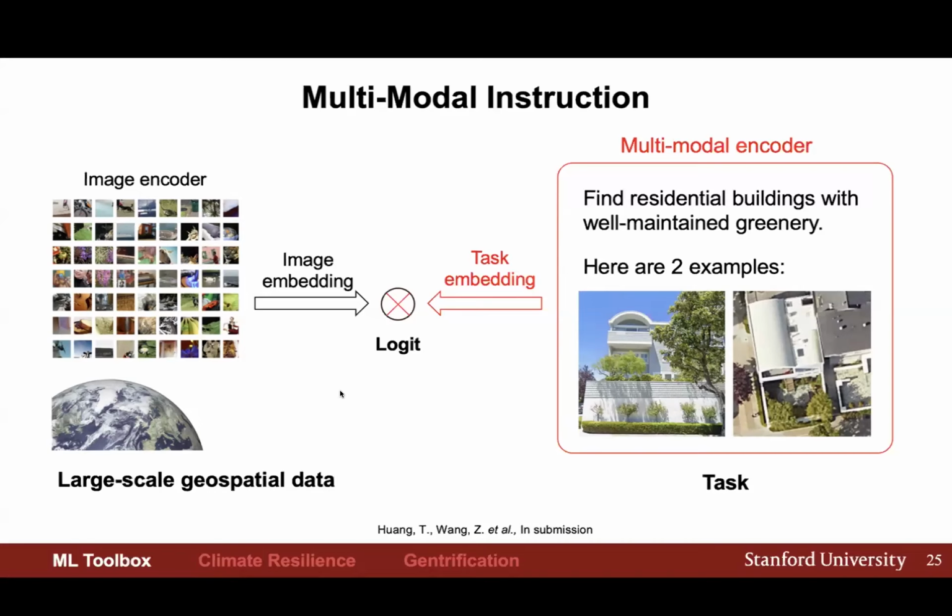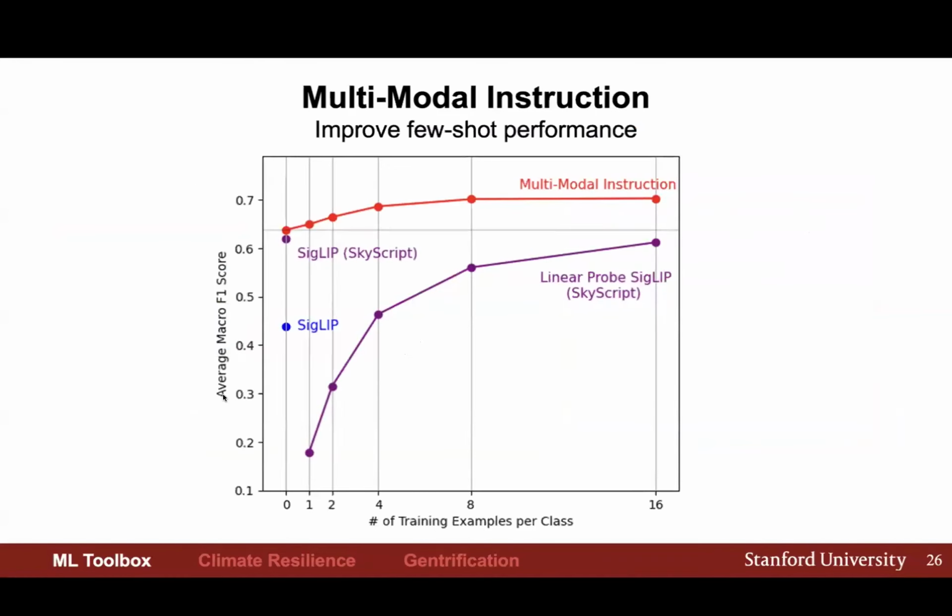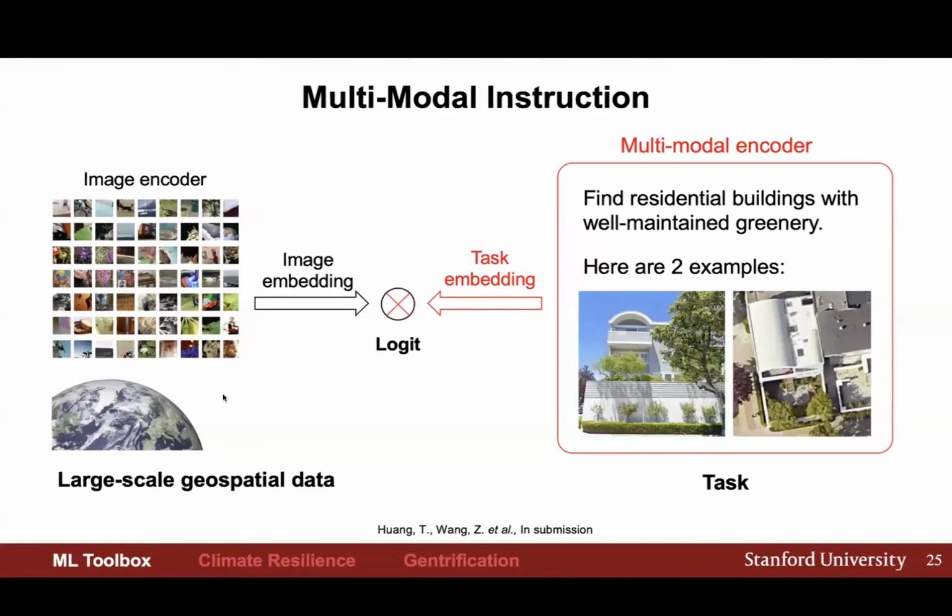Why we don't need to pass this task encoder every time in inference: we just pass it one time, keep the embedding, and during inference time, we do it maybe a couple million times, very fast. So we proposed this encoder-based in-context learning.